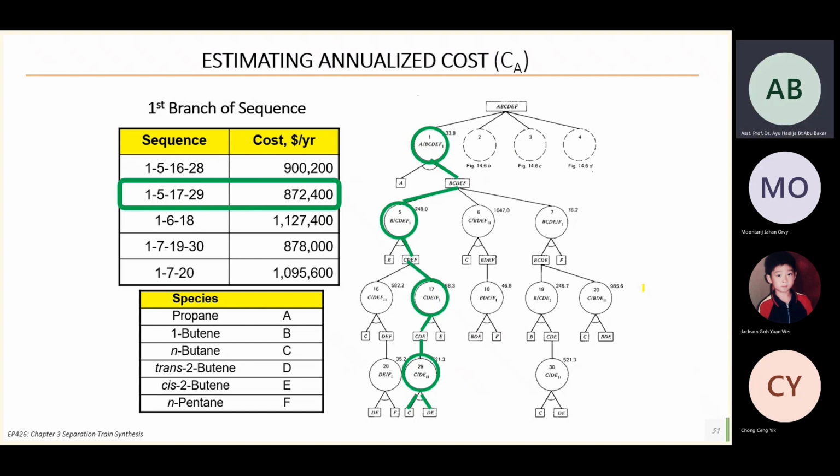Just now we calculated the vapor flow to determine the best sequence. Lower vapor flow is the better. Now when it involves the cost, we will compare cost for each sequence. From the feed that we have, there are many sequences that can be generated. For example, here, the green highlighted sequence costs 872.